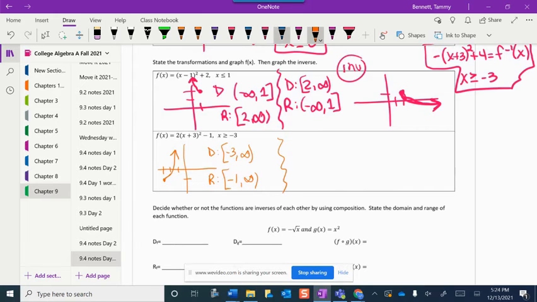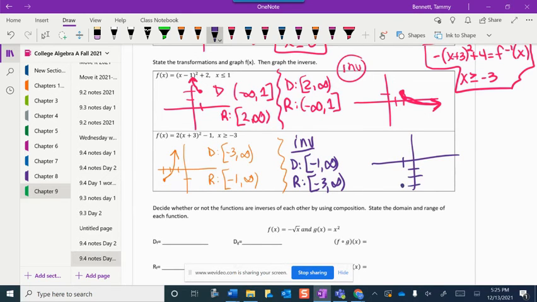So then if I'm looking at the inverse, my domain now is negative 1 to infinity, and my range is negative 3 to infinity. Back 1, down 3. So the domain goes to the right from negative 1, and my range is negative 3 to infinity. So my graph will be something like this.